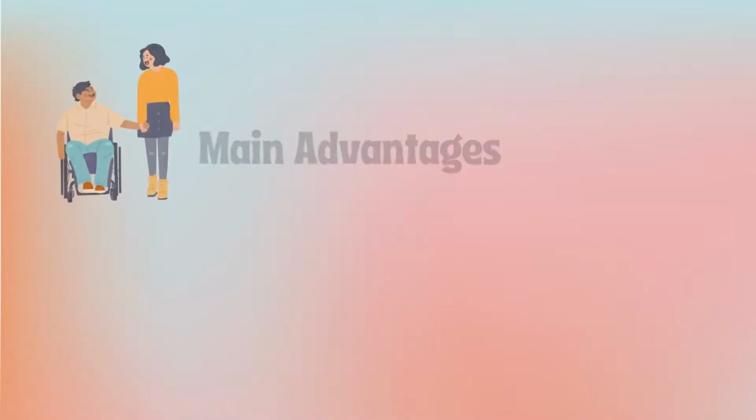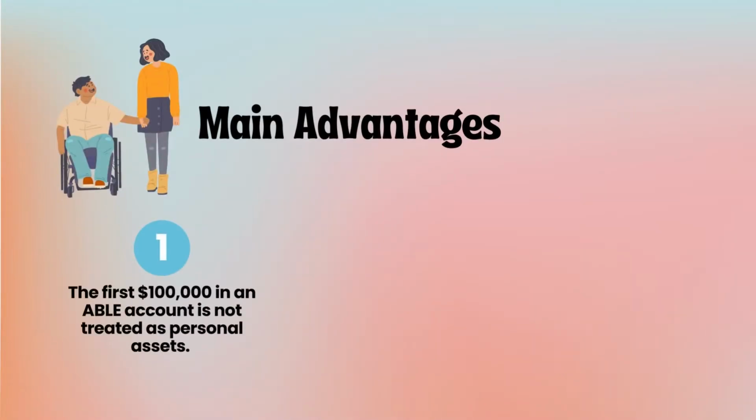The biggest advantage of ABLE accounts is this. The first $100,000 in an ABLE account is not treated as personal assets. This is important because if your child is receiving SSI or supplemental security income, he cannot have more than $2,000 worth of financial assets. Otherwise, he'll lose his SSI status. And I think you already know that. $100,000 of ABLE account money will not jeopardize your child's SSI status because it will not be counted as a personal asset.